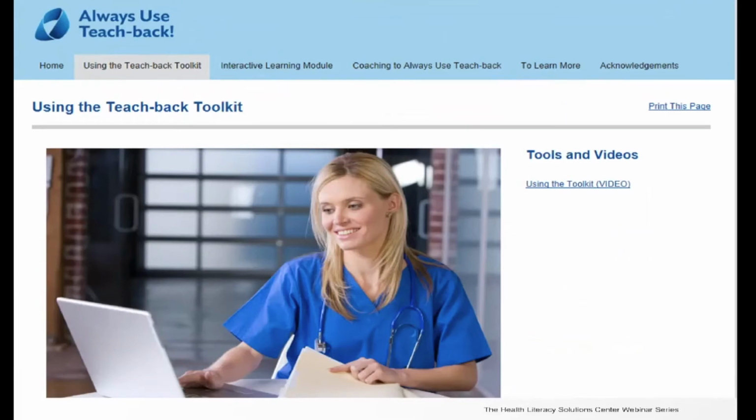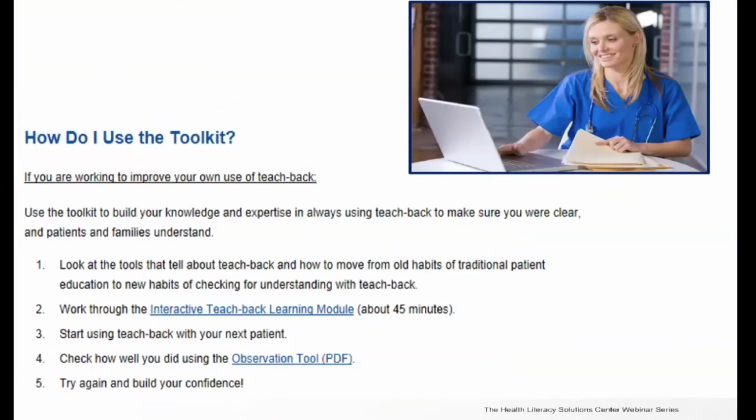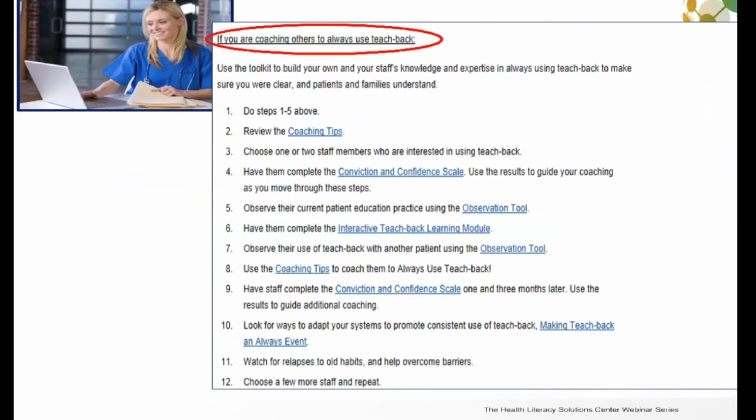So using the TeachBack toolkit, there's a little video that tells you how to go about using it. And then there are two sort of stepwise approaches about how to use it. If you're working to improve your own use of TeachBack, it guides you through how you can use some of the handouts and the tools in it to help improve your own use of TeachBack. And if you're in a situation where you are overseeing another group or leading some work in an area, a department, a unit, there's a few more steps, but it helps guide you through how you can use the tools in the toolkit to promote and measure increased use of TeachBack.